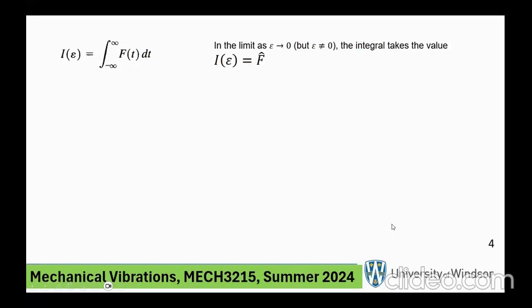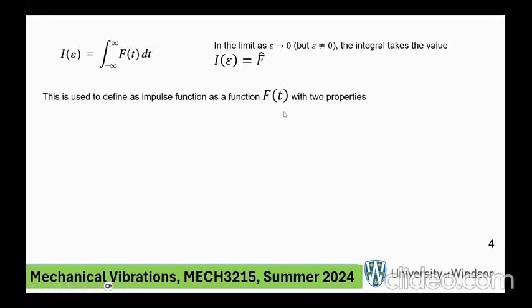What we are interested in is an extremely short duration force event. Now, of course, I can let epsilon go to 0, or at least think about it as epsilon approaching 0. So this I of epsilon can be integrated for any epsilon, including the limit of it as epsilon goes to 0.